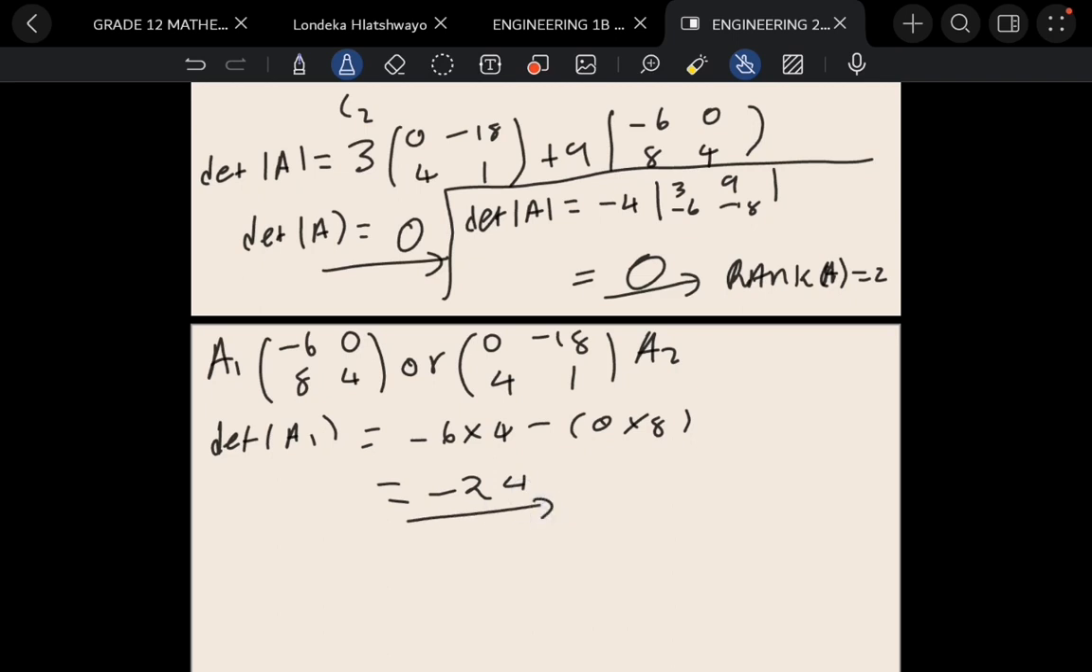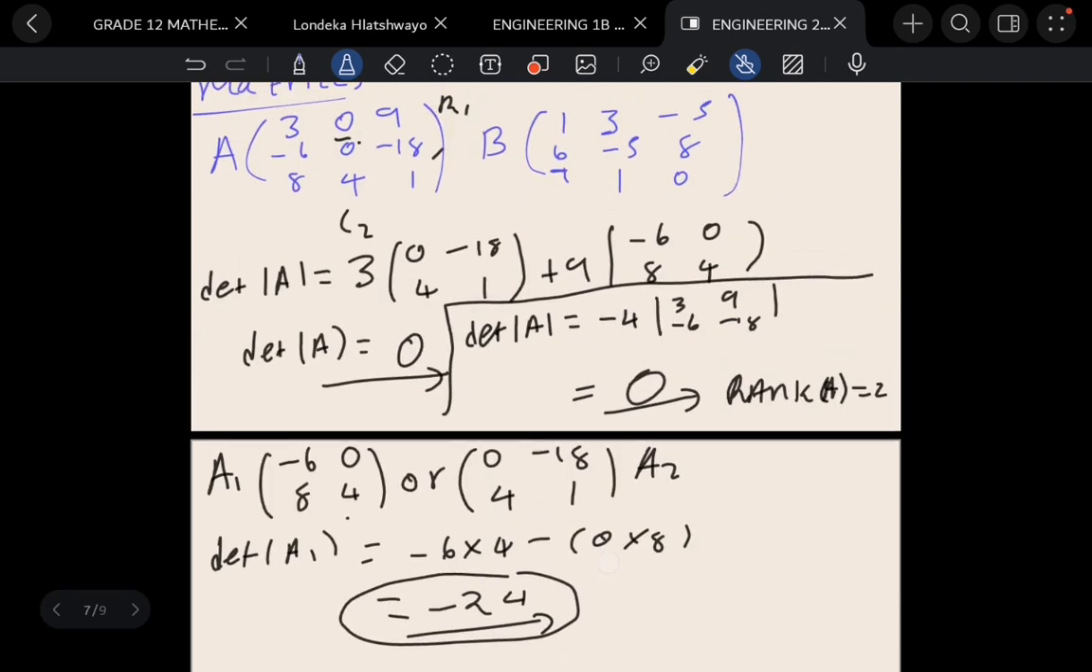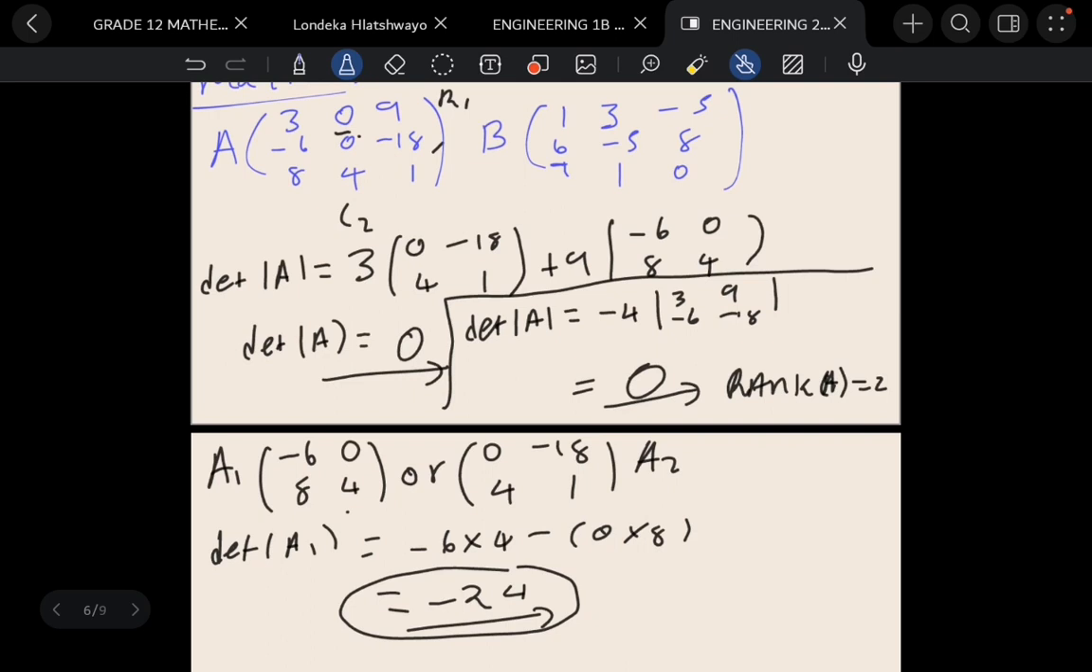Since we got a determinant not equal to 0 on a 2 by 2 matrix, we say that the rank is equal to 2. Do you understand? Because we got our determinant on a 2 by 2 matrix, which was negative 24, the rank of matrix A is going to be 2. Because the order of the matrix whose determinant we got was 2 by 2, then the rank is going to be 2.